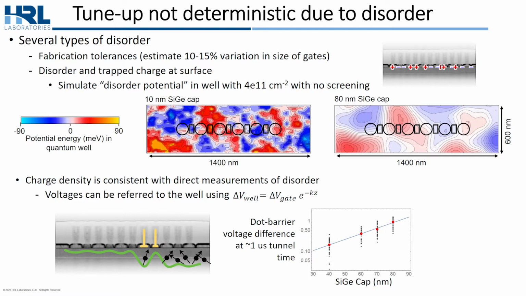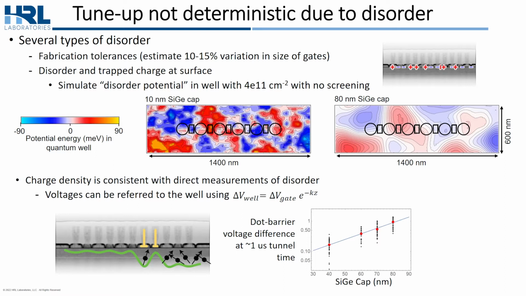But perhaps more importantly, there's disorder and trapped charge at the surface. And we can ask, what effect does this have on the electrochemical potential in the quantum well? We can get a feel for this by scattering charge across the surface in simulation and then asking what the potential in the well looks like. And so these diagrams here in the middle are doing that. One is for a 10 nanometer SiGe cap and one is for an 80 nanometer SiGe cap. And this is the distance that the quantum well is from the top, from the front end of line. And the circles and squares, those are the dot gates and the barrier gates shown for scale.